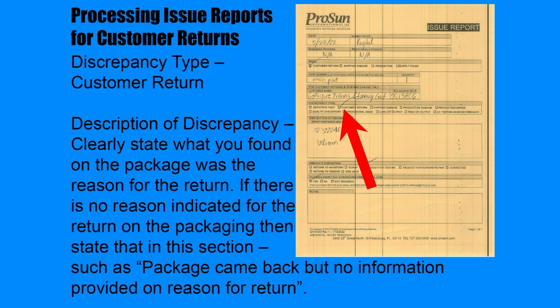For discrepancy type, select Customer Return. In description of discrepancy, clearly state what you found on the package was the reason for return. If there is no reason indicated for the return on the packaging, then state that in this section, such as packaging came back but no information provided on reason for return.